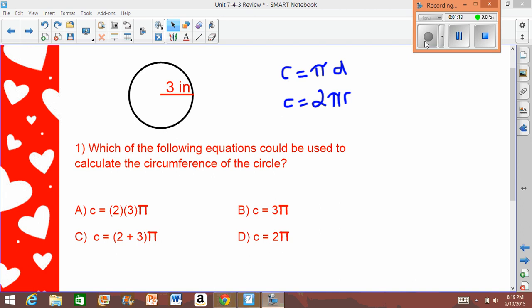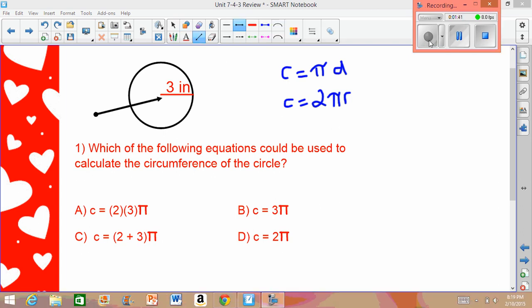Remember that you can estimate pi by using the number 3, and that should get you fairly close to one of your answer choices. Since it asks us which of the equations we could use, we have to go back and look at our circle and determine, do I have a diameter or do I have a radius? So when I look at our circle, I have 3 inches. That 3 inches indicates a radius.